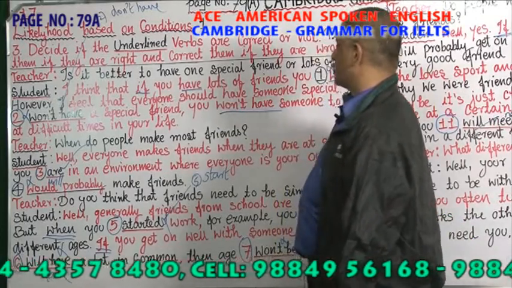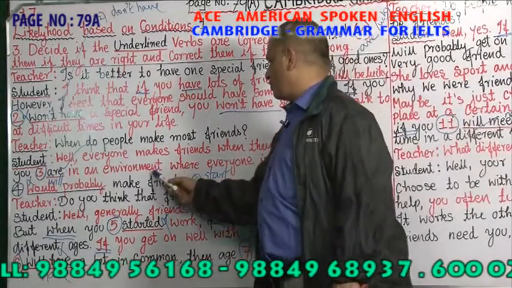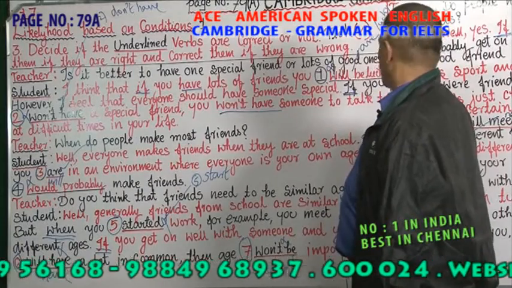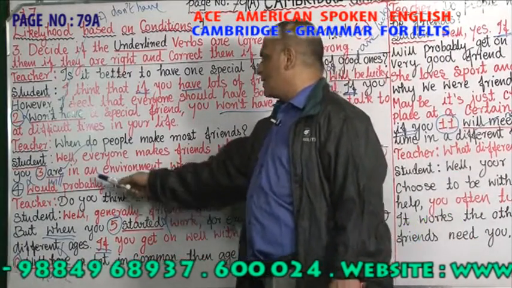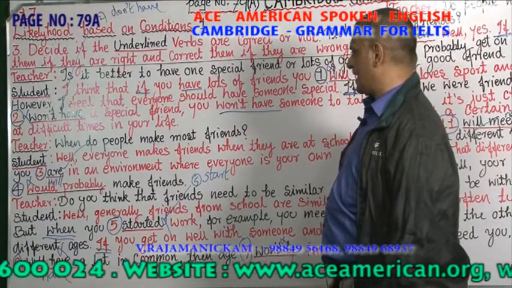When do people make most friends? Well, everyone makes friends when they are at school. If you are in an environment where everyone is your own age, you will probably. So present tense with will. So there's a possibility.